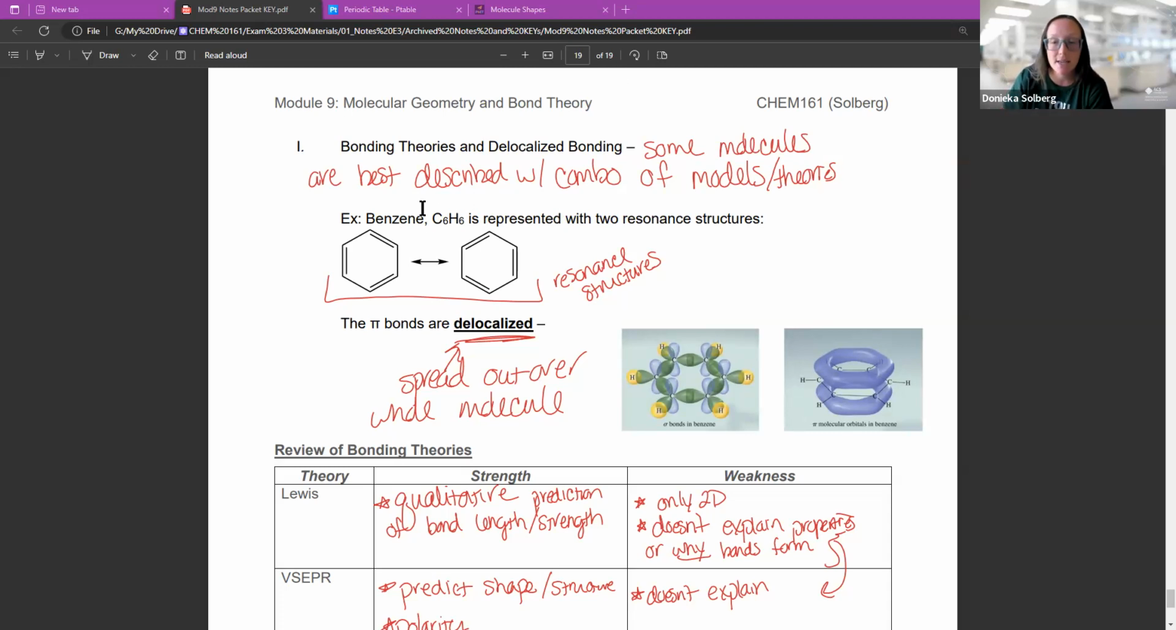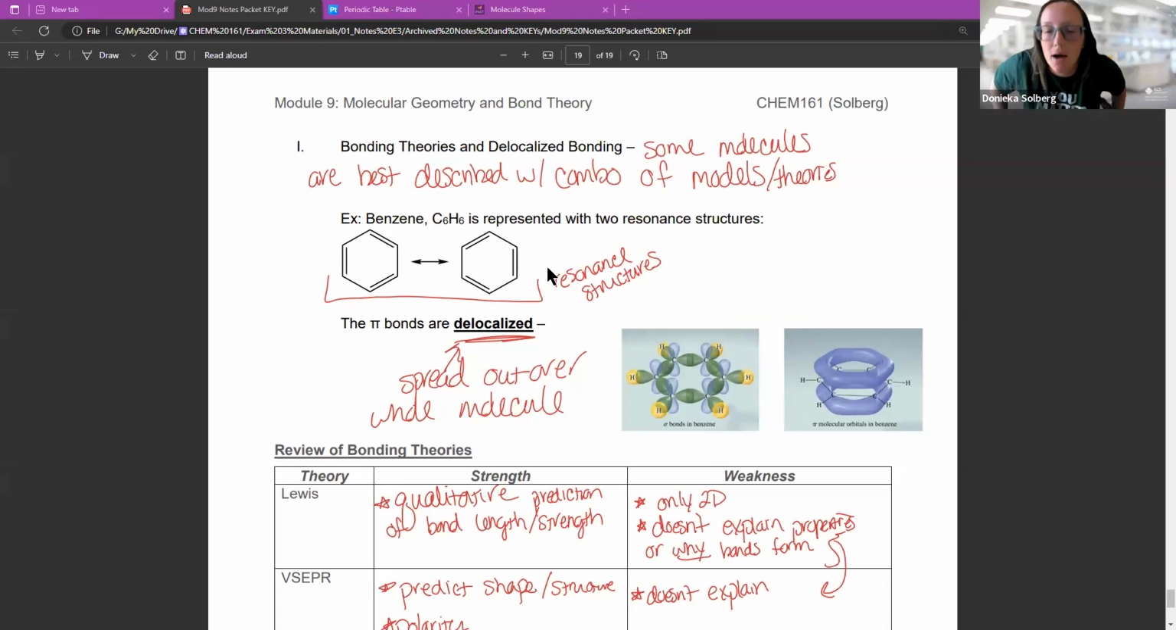Benzene, or C6H6, is represented with two resonance structures. This is something we actually did previously. This is 6 carbons, and this is a way we represent it in organic chemistry. So the double bonds can either be here, here, and here, or here, here, and here. Those are the resonance structures.